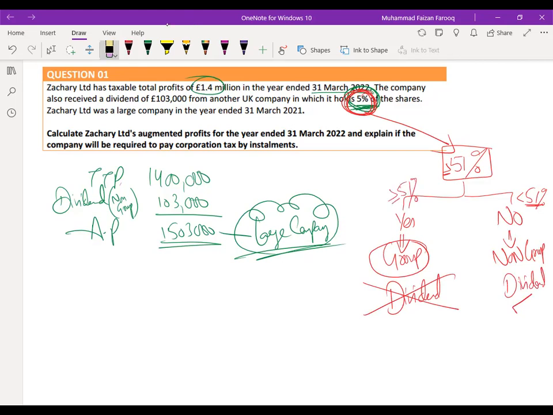The percentage here is not like the group relief percent. Here the percentage is the standard percent. In order to take the dividend for AP, AP meaning augmented profit working, the relevant percentage is 51%. If it is 51 or above, the dividend will be ignored. But if the percentage is less than 51%, which happened in this Zachary Limited question, it's 5%, we take the dividend as a part of AP working. Any questions?